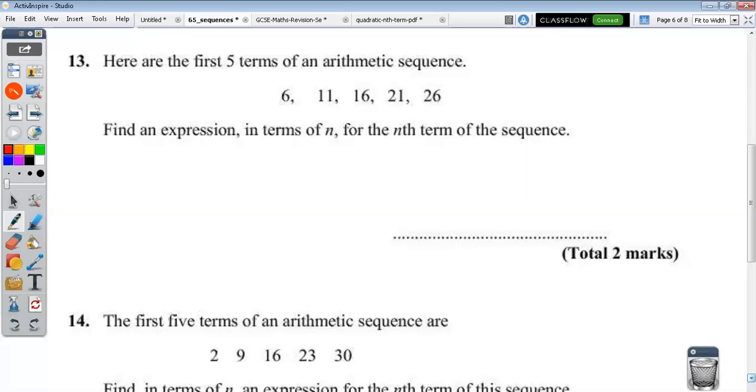What's your formula, Shibita? What's the correct formula there? Mfaro, what's the formula? Just looking at this, what's the formula straight away? 5n plus 1. Plus 1, correct.